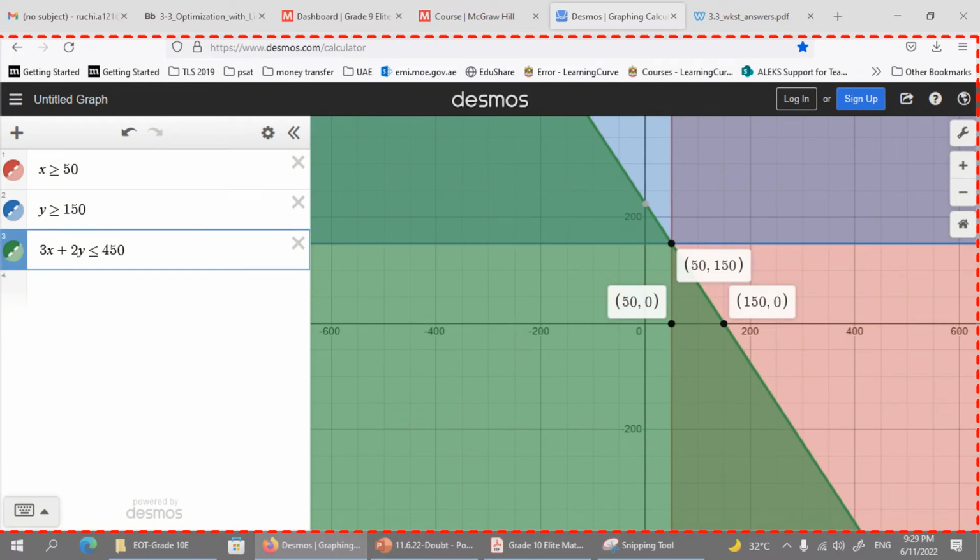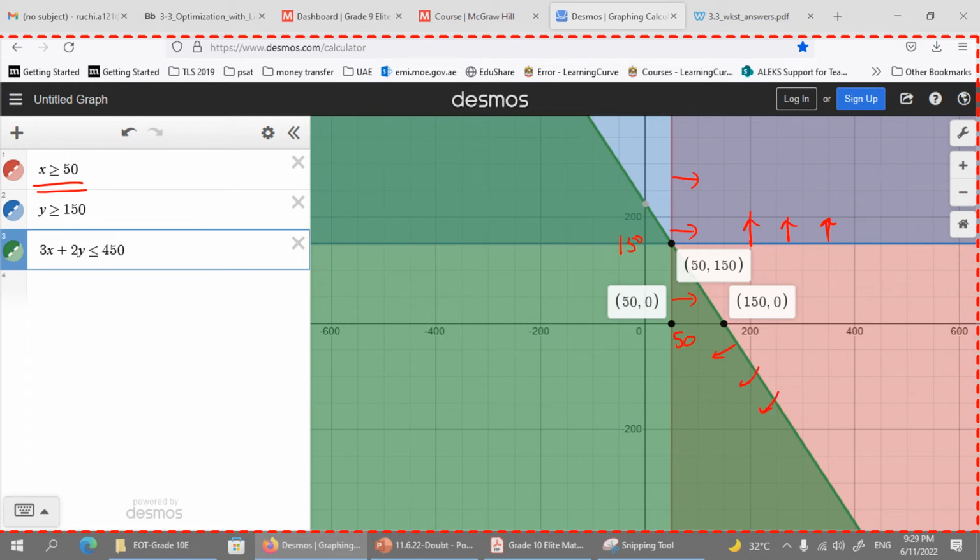Okay, let's solve this question. Now, if you see carefully, x has to be greater than or equal to 50, means this is 50, so we are moving on the right side. Okay, this point is 50, this point is 150. Y has to be greater than or equal to 150, means this area. And 3x plus 2y has to be less than or equal to 140, means it is this area.